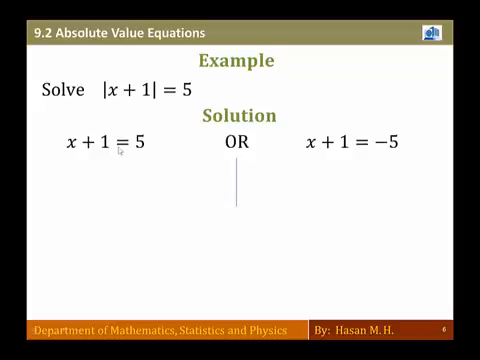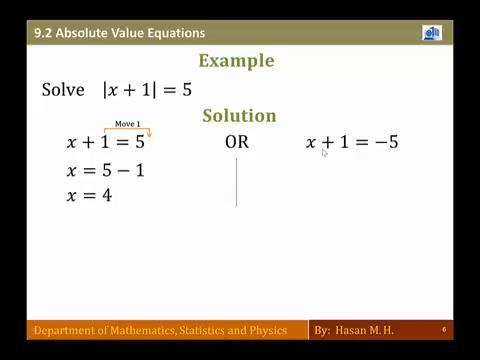x plus 1 equals 5. Move 1 to the other side of the equal sign. We will have x equals 5 minus 1. 5 minus 1 is 4. We will have x equals 4.